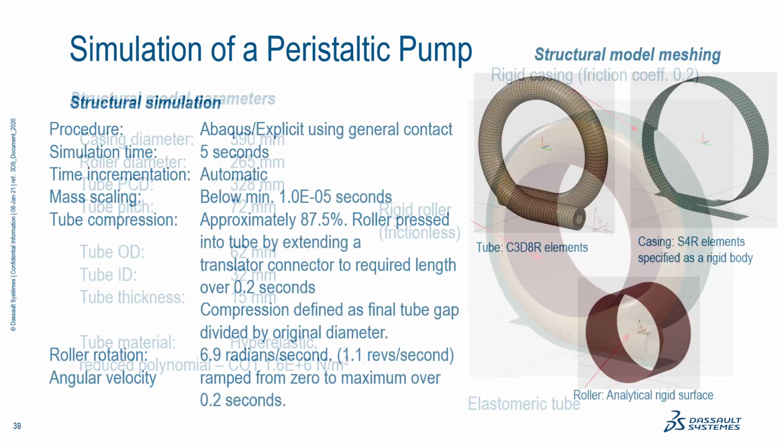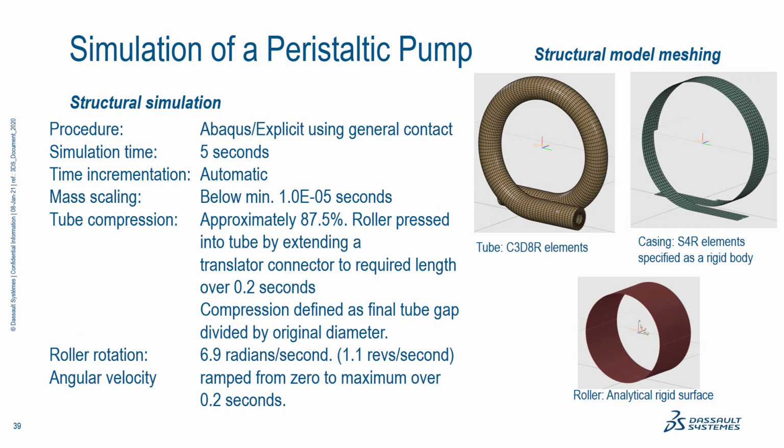On the structural simulation, we will have Abaqus Explicit with general contact. The simulation time is 5 seconds with automatic time incrementation and mass scaling. Here you have a compression of the tube, so we are using a hyperelastic material. And the compression is defined as the final tube gap divided by the original diameter. We have the roller rotation, of course, that is the impulse that is going on, ramped, and the velocity is ramped from 0 to the maximum over 0.2 seconds. So that is the starting of the motor.